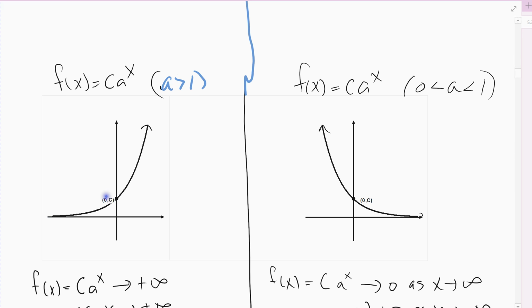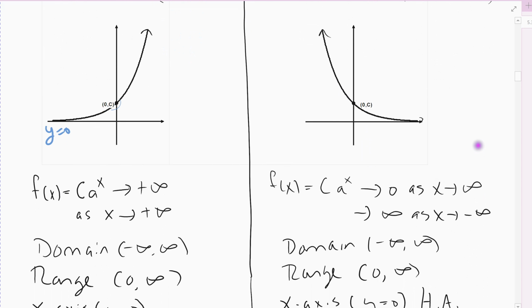It always goes through the point (0, c), and it's the exponential growth case, and it doesn't ever cross y equals 0. If the a value, remember a has to be positive, is between 0 and 1, meaning it's a fraction, like 1/3, 1/4, 2/3, it's this shape. It's an exponential decay, and then some properties go with it.